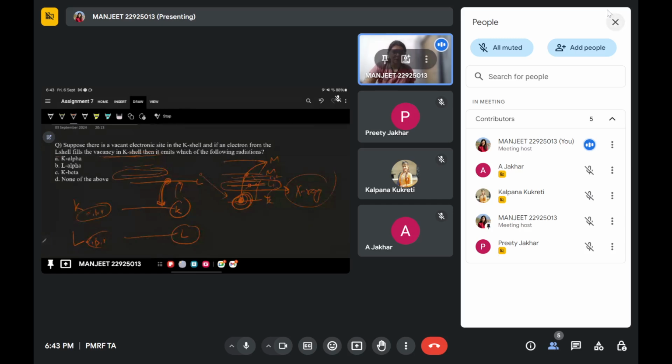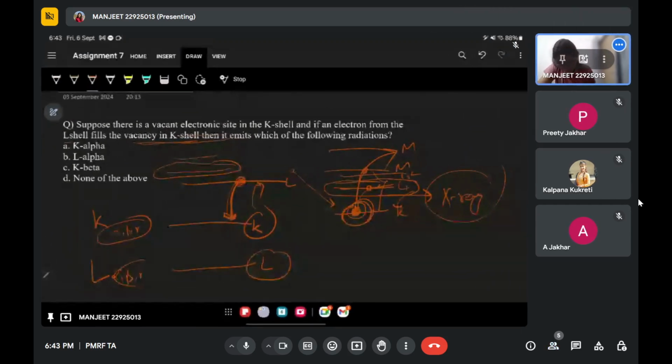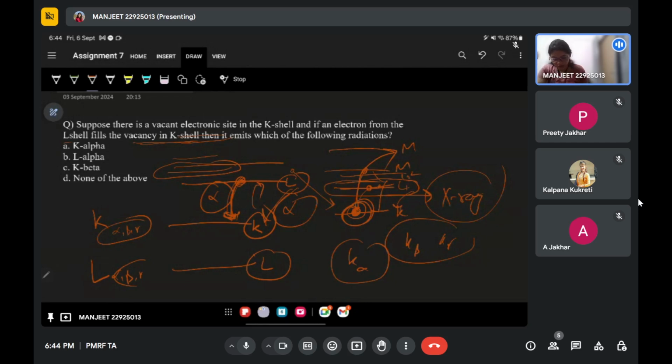So it is coming from L to K1. If it is coming from L to K1, then that will be the alpha. If it is coming from L2 or a higher one, then it will be K beta, then subsequently K gamma. But it is coming from L to K1, so that will be alpha, and since it is coming to K, it will be K alpha. So the radiation will be K alpha 1. So A will be the right answer.